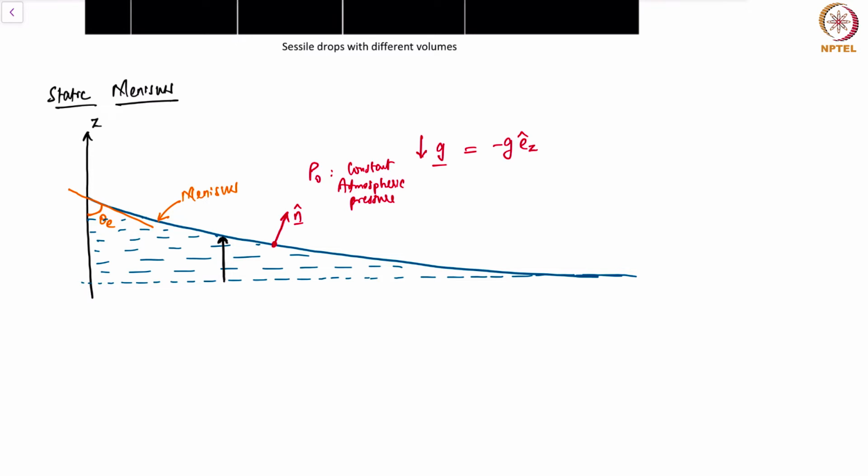The position of the interface is given by Z is equal to h of x. So we'll consider a two-dimensional problem. So my x is in the horizontal direction and Z is in the vertical direction, and I've chosen my coordinate system in such a way that the origin is where the flat interface from the far field meets the plate. Okay.